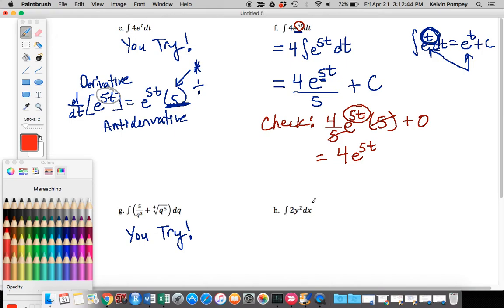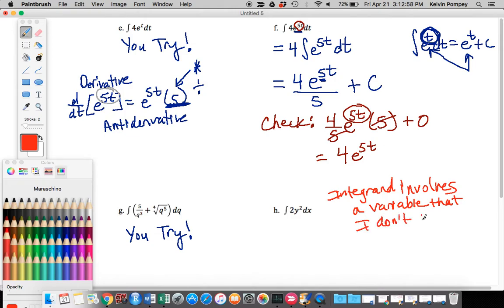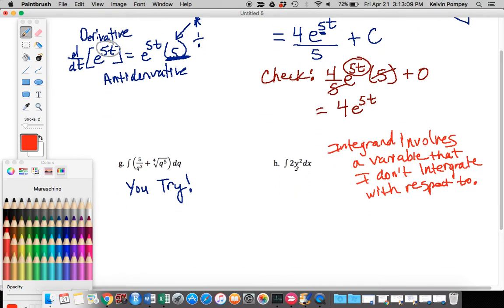Notice here that my integrand involves a variable that I don't integrate with respect to, right? Here, I want to integrate with respect to x, not y squared. This means y squared is a constant. It's just like having a number 5 there, but it's written as some letters, right, as a variable.